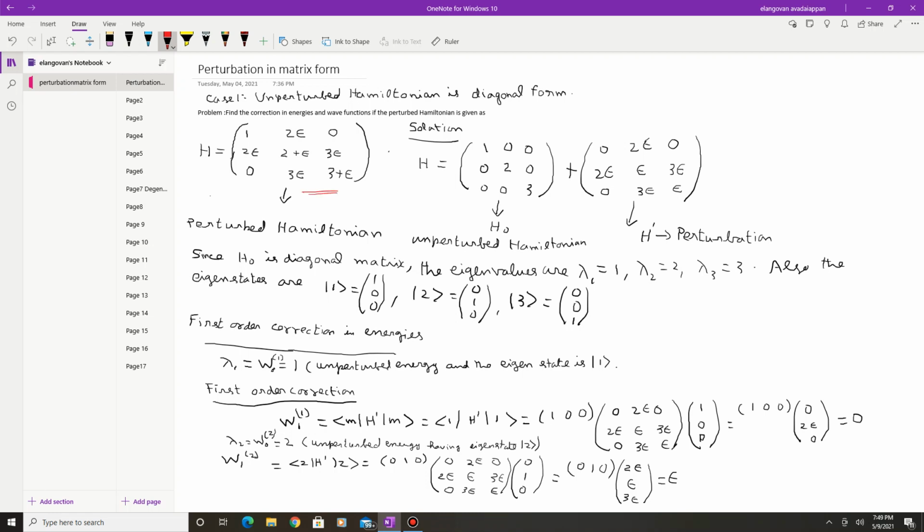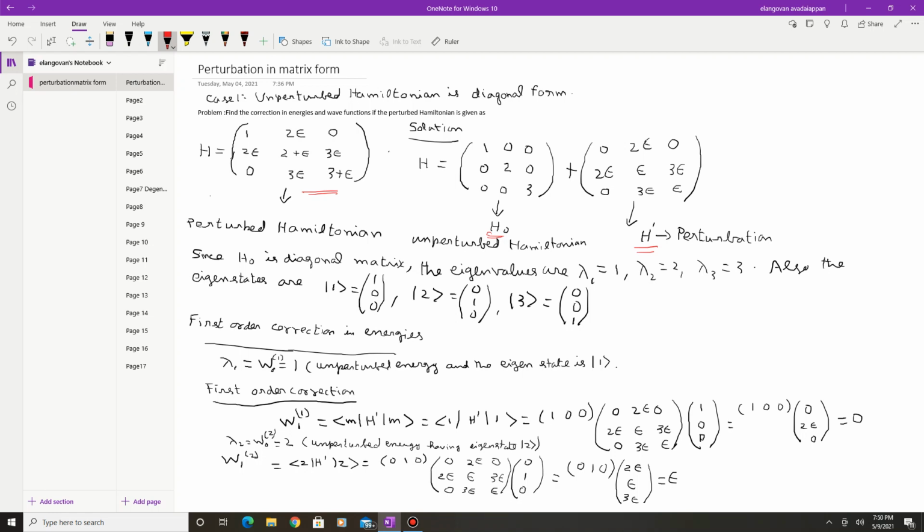So this is the perturbation that is given. Now, in order to find the correction in energies, first this Hamiltonian is split into two parts. One is H naught, which is 1 0 0, 0 2 0, 0 0 3. This is the unperturbed Hamiltonian. And another one is H prime. This is the perturbed Hamiltonian. The elements are 0, 2 epsilon, 0; 2 epsilon, 0, 3 epsilon; 0, 3 epsilon, 0.